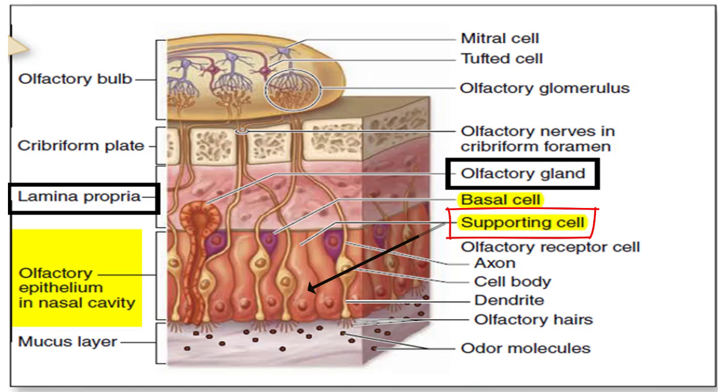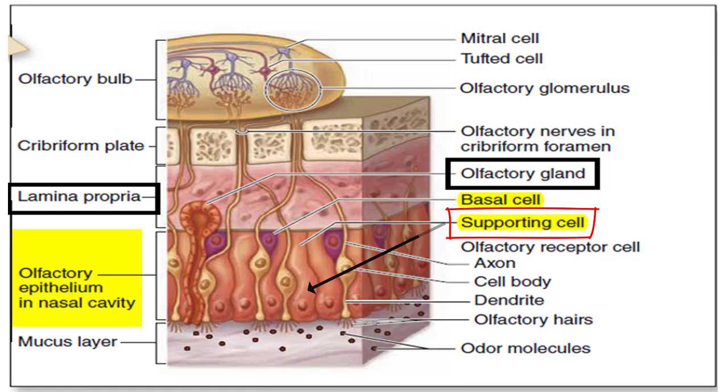Now I will ask how they provide this support, or how they are going to help over there. There are well-developed junctional complexes, and these junctional complexes bind the supporting cell to the olfactory cell. In this way, the supporting cells help to maintain a microenvironment that is conducive for the olfactory function and the survival of these cells.